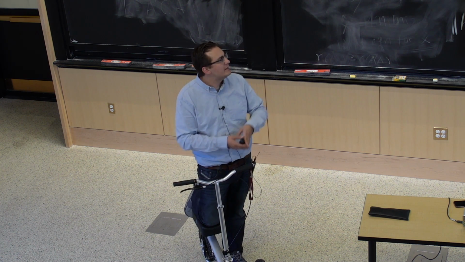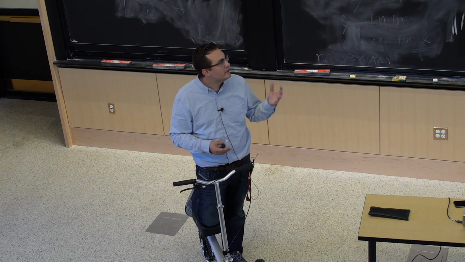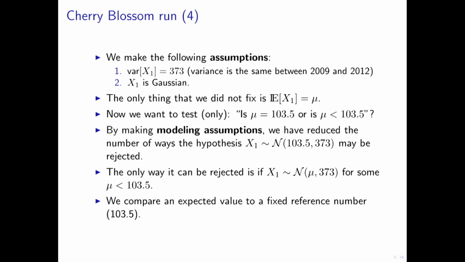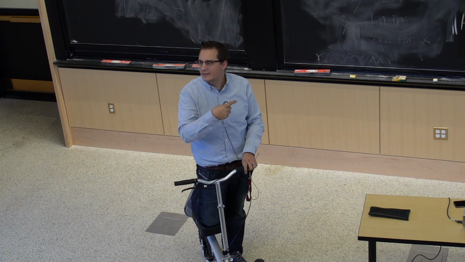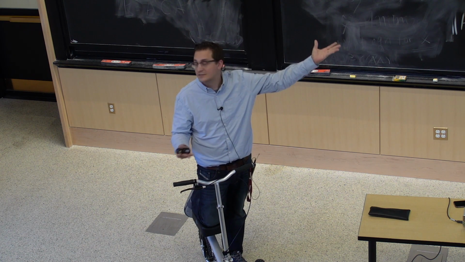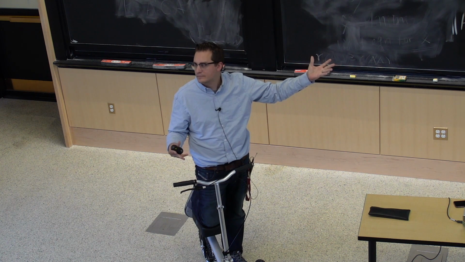Now, why am I writing mu less than 103.5 rather than mu not equal to 103.5? It's because since you asked me a more precise question, I'm going to be able to give you a more precise answer. If your question is very specific, are they running faster, I'm going to factor that into what I write. If you just ask me, is it the same, I'm going to have to write, or is it different from 103.5? And that's less information about what you're looking for.